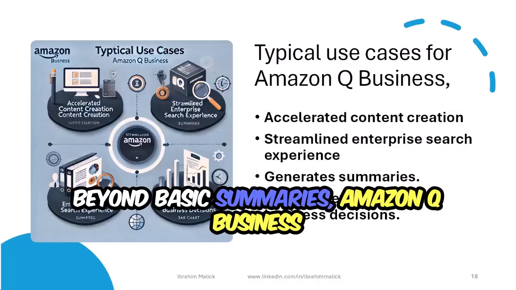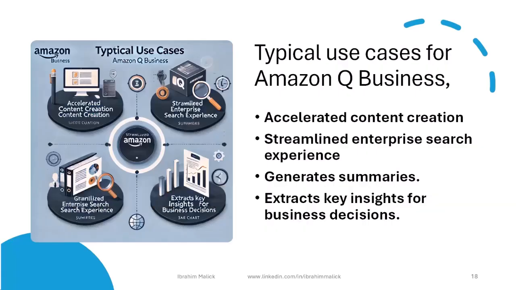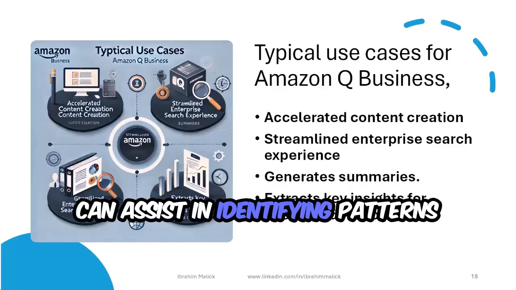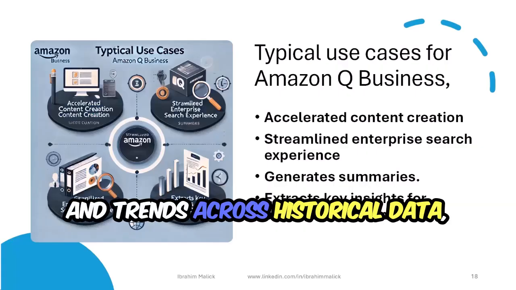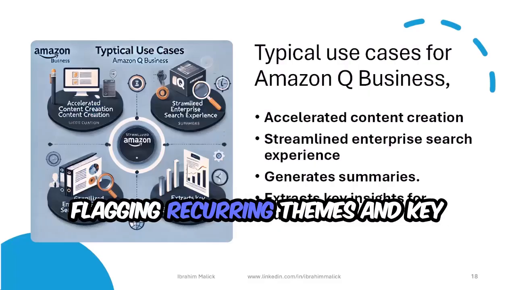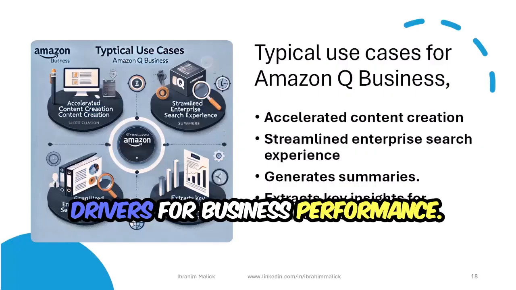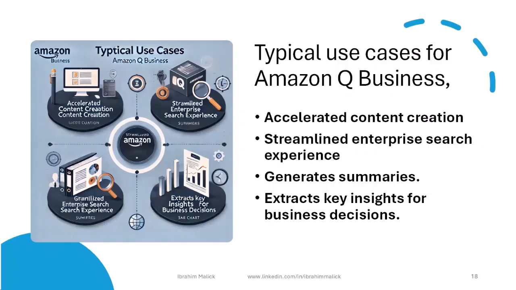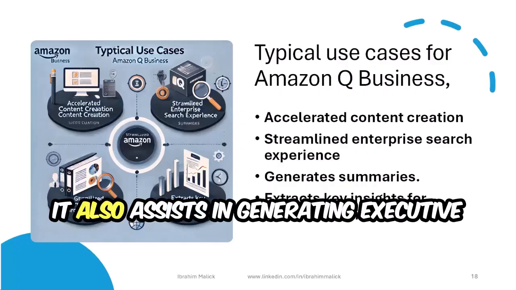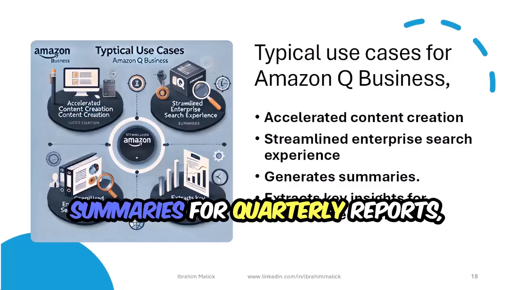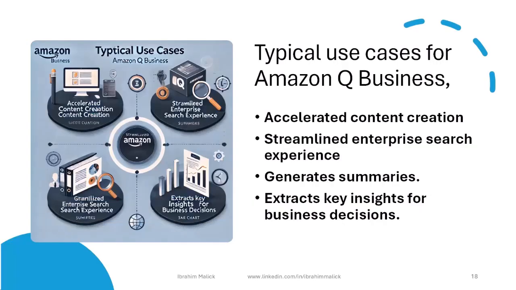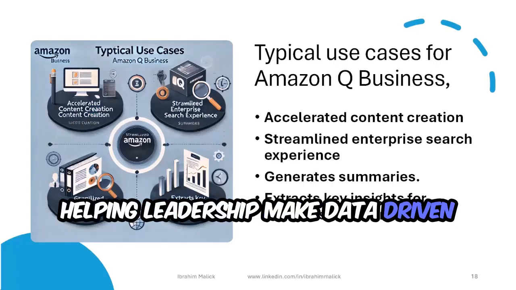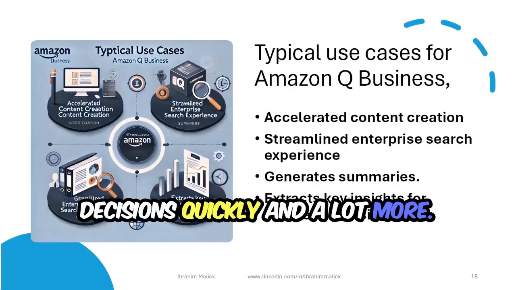Beyond basic summaries, Amazon Q Business can assist in identifying patterns and trends across historical data, flagging recurring themes and key drivers for business performance. It also assists in generating executive summaries for quarterly reports, helping leadership make data-driven decisions quickly, and a lot more.